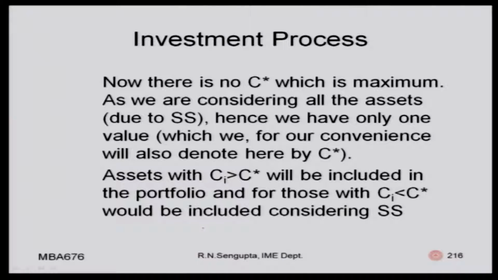Now, there is no C star which is maximum, because all are constant, as we are considering all the assets due to short selling as well as not short selling to be there. Hence, we only have one value which for our convenience we have denoted as C star. For the time being, consider that is C star, which is the value which we just found out, 4.52. Assets with values of Ci greater than this value would be included in the positive sense, assets with less than C star would be included in the negative sense.